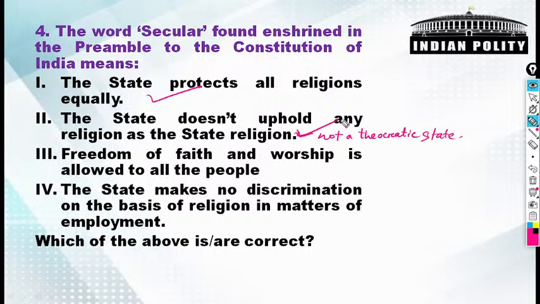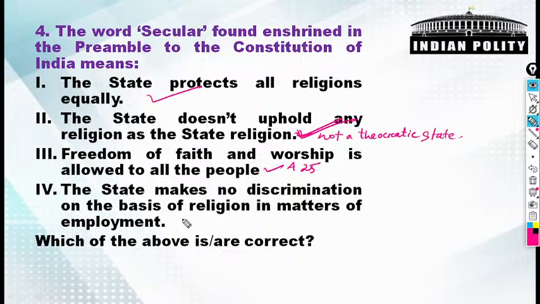That is also correct. Freedom of faith and worship is allowed to the people under Article 25. Freedom of faith and worship is provided. Freedom to profess, practice, and propagate one's religion. Freedom of conscience. That is Article 25.